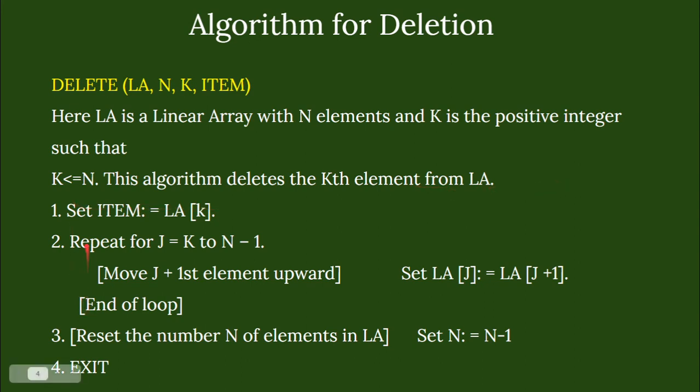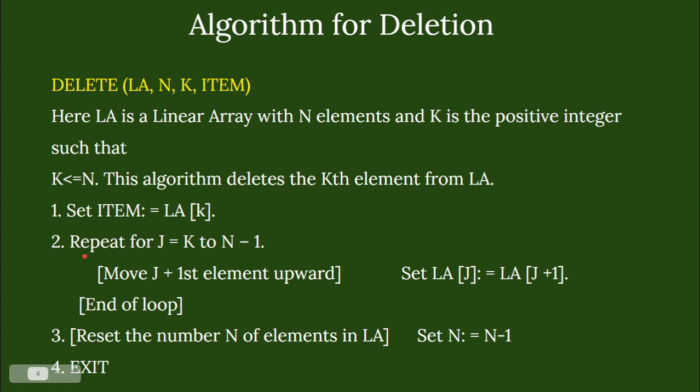So what are the steps here? Set ITEM equal to LA[k]. Whichever element you want to remove, we have to copy the value into the ITEM variable. Since we have copied and removed it, we have to reduce the space. In insertion, we pushed one space, we created one more space. Now we have to remove one space.